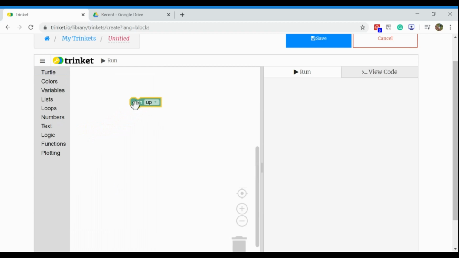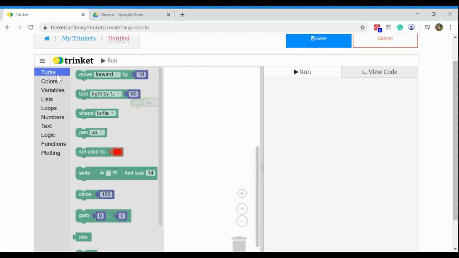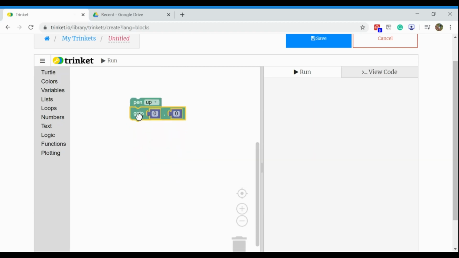So make sure you pick your pen up first. Then go back to the Turtle tab and you'll find this block over here that says Go To. And you can see they give you the space to enter the coordinates, whatever coordinates you need to go to. But make sure you don't put something too large because then it'll go off the screen.